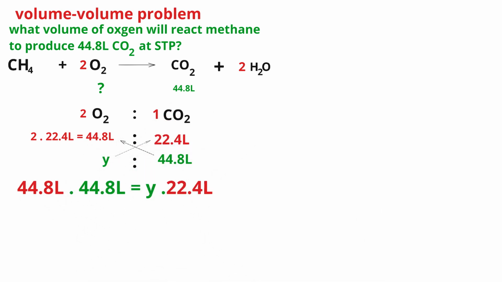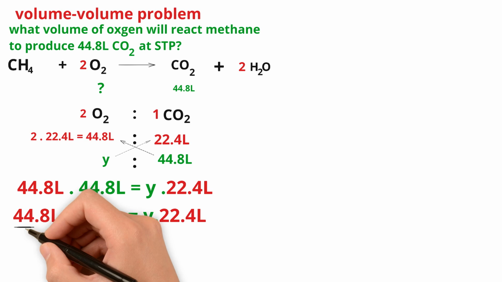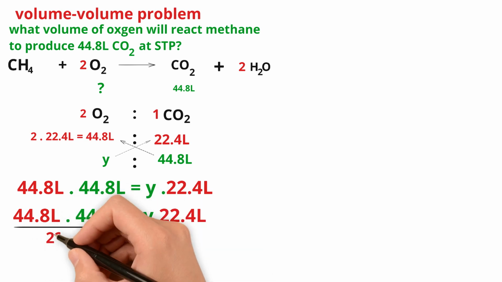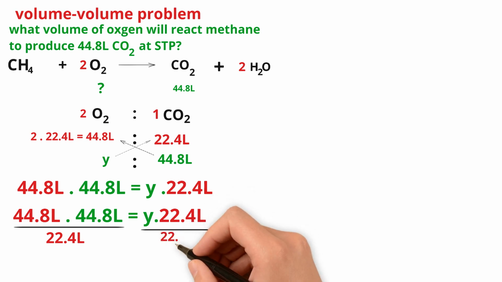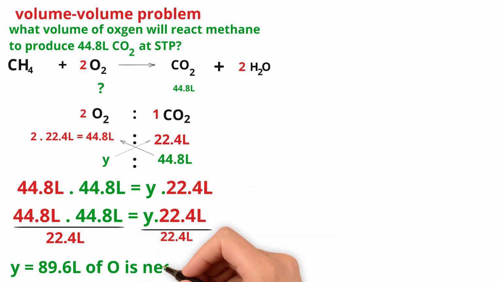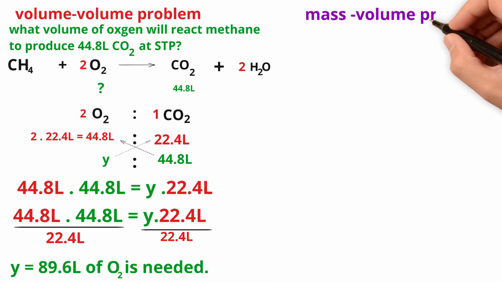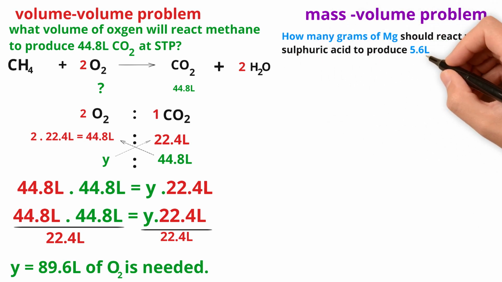44.8 liters times 44.8 liters is equal to Y times 22.4 liters. Now divide both sides by 22.4 liters. After calculation we have Y equal to 89.6 liters of oxygen needed to produce 44.8 liters of carbon dioxide. Don't forget, to produce 44.8 liters of carbon dioxide, we must need 89.6 liters of oxygen molecule.